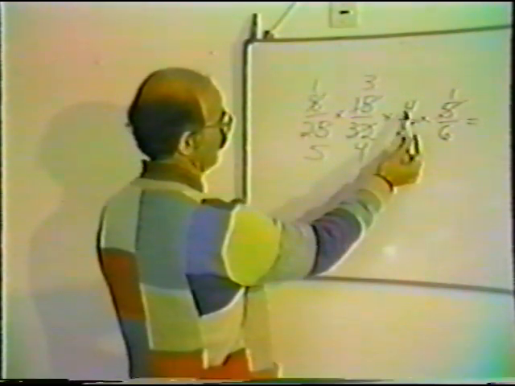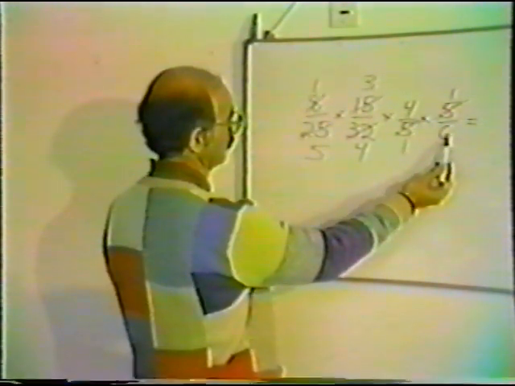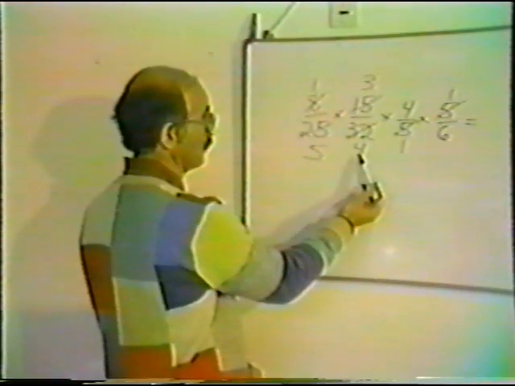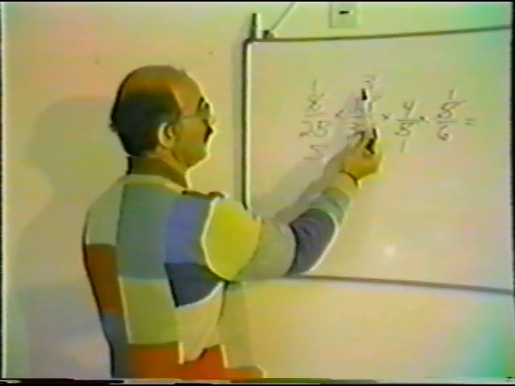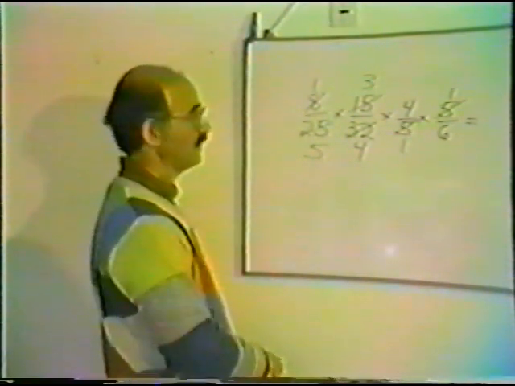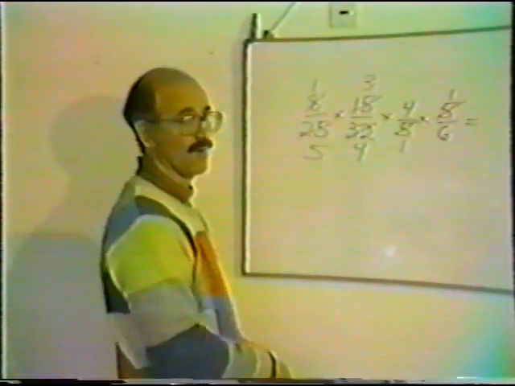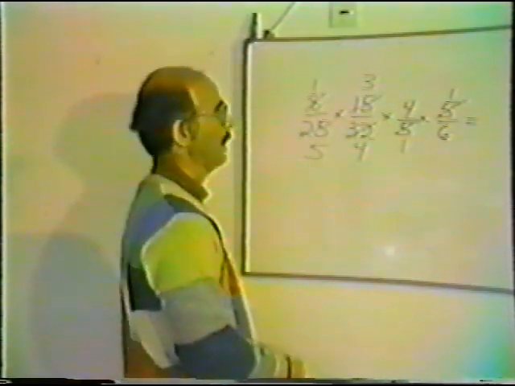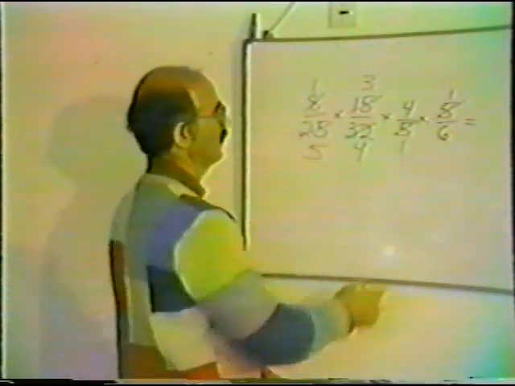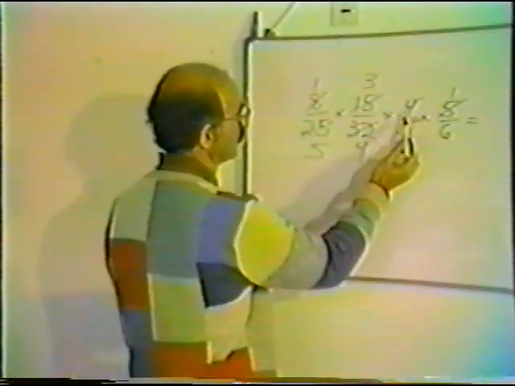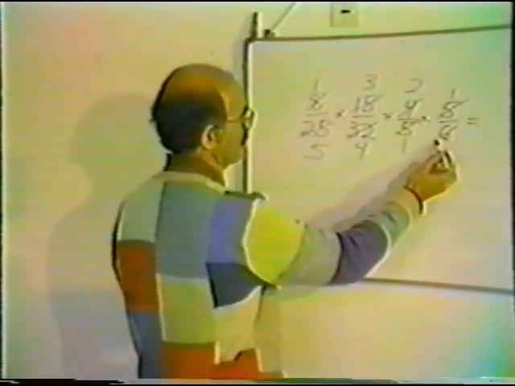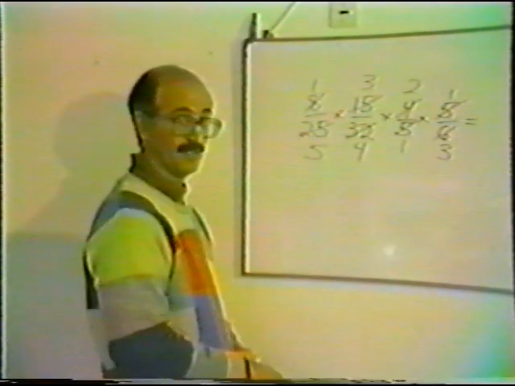I could do 4 and 6. I could do 4 and 4. I could do 3 and 6. I have all those possibilities, but I'll do the first one I heard about, 4 and 6. What can I cancel 4 and 6 with? 2. 2 into 4 is? 2. And 2 into 6 is? 3. Am I finished canceling?